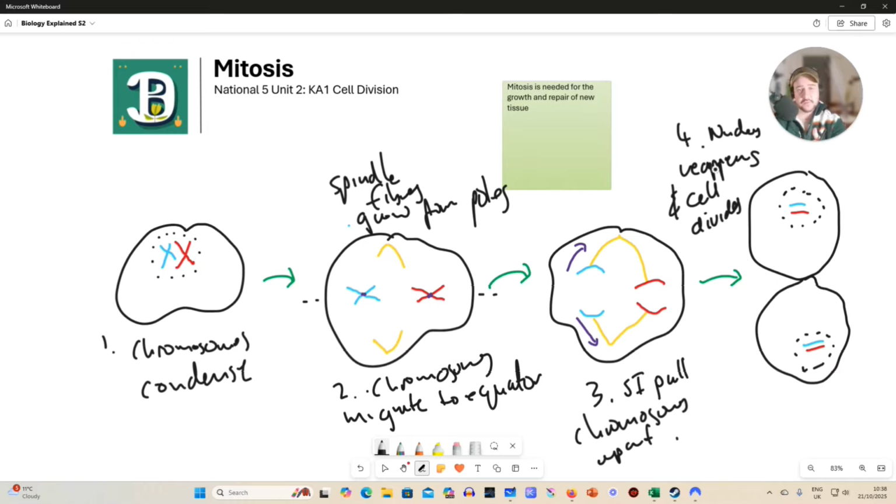Okay, don't forget those words: condense, decondense, spindle fibers, equator, and poles. Okay, so if you want to redo that, by all means, pause and go back to the start of this section. But we're now going to look at, just to focus on a little bit about the structure of that chromosome, just so we're clear about what a chromosome and a centromere are, as well as this term chromatid, which I'll introduce in our next stage.